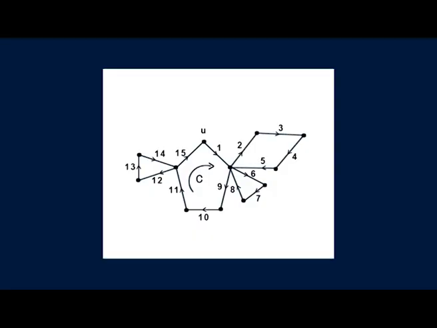Moreover, since the components were formed by the deletion of the edges of C, each component has at least one vertex in common with C. We now obtain an Eulerian circuit for G as follows. Start at any vertex of C and go around the edges of C until a vertex belonging to a non-empty component of H is met. Say this vertex is V1.